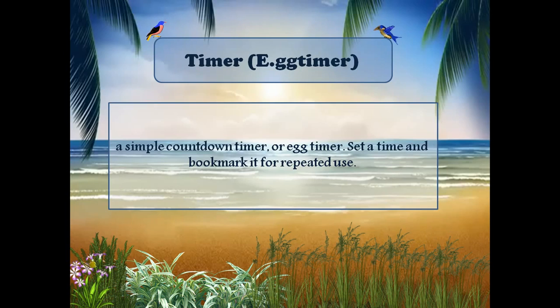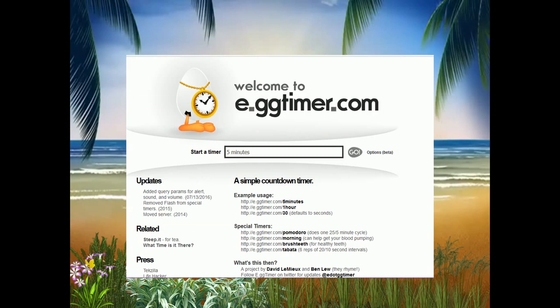Next is timer, or egg timer. It's a simple countdown timer. Set a time and bookmark it for repeated use. This is like a timer for us as teachers maybe. And this is the look of the egg timer. You can start the timer for some minutes.